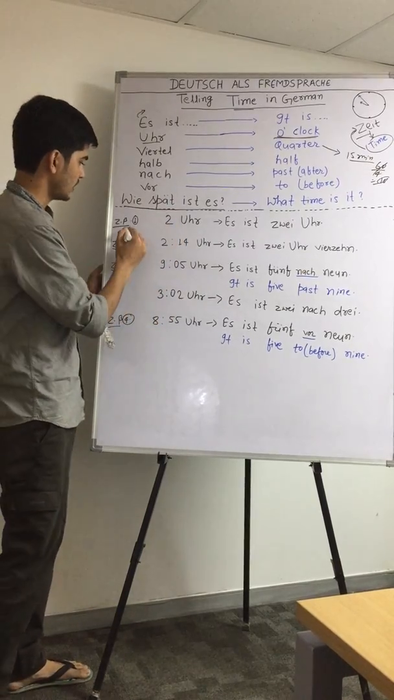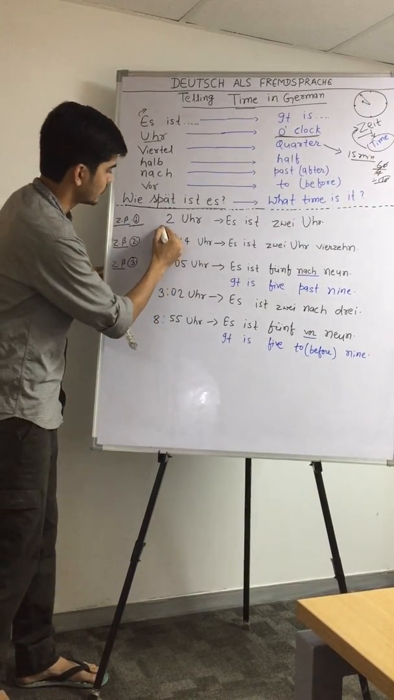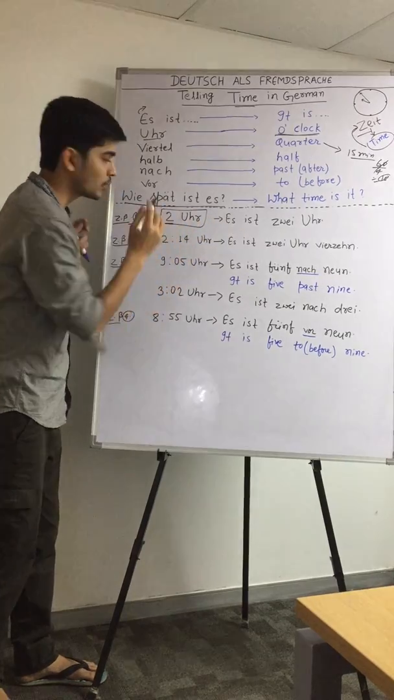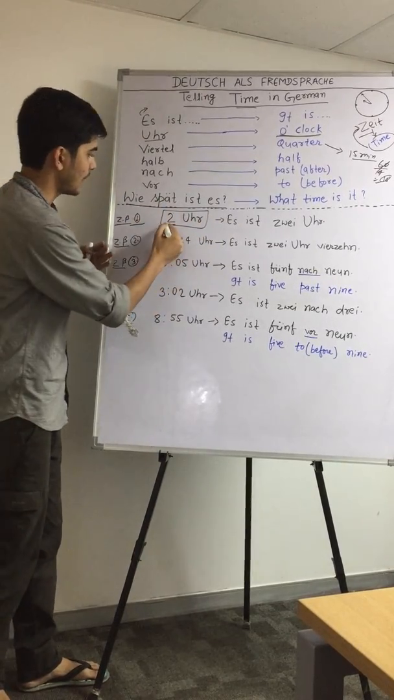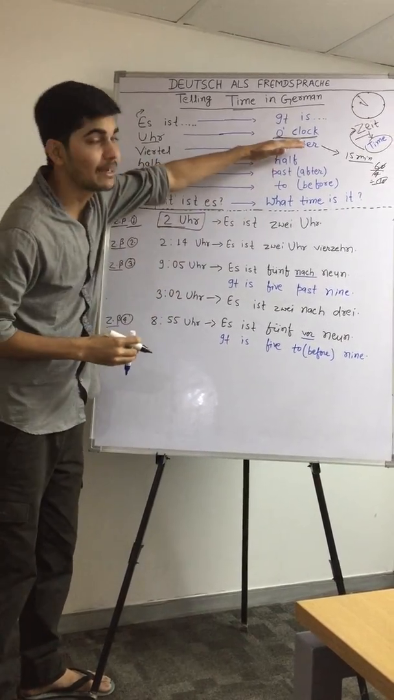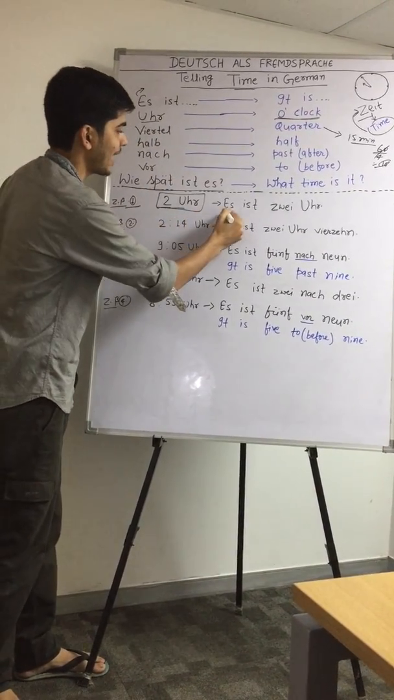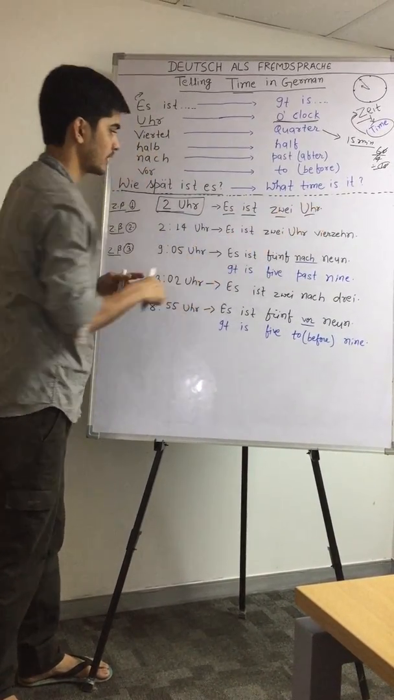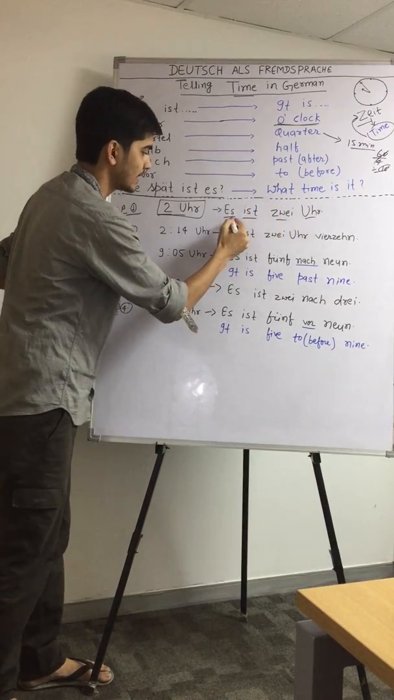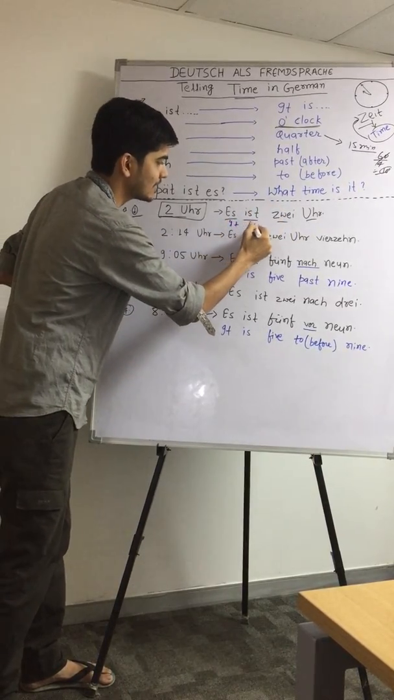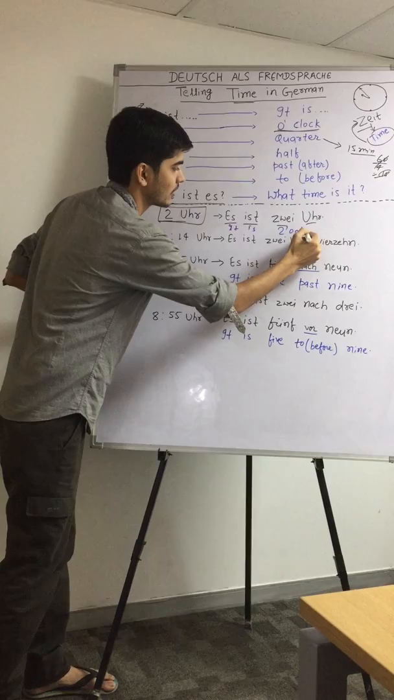So, for example number 1. When we have to say 2 o'clock, I mean 2 Uhr. Uhr is our o'clock. So es ist 2 Uhr. It is 2 o'clock.